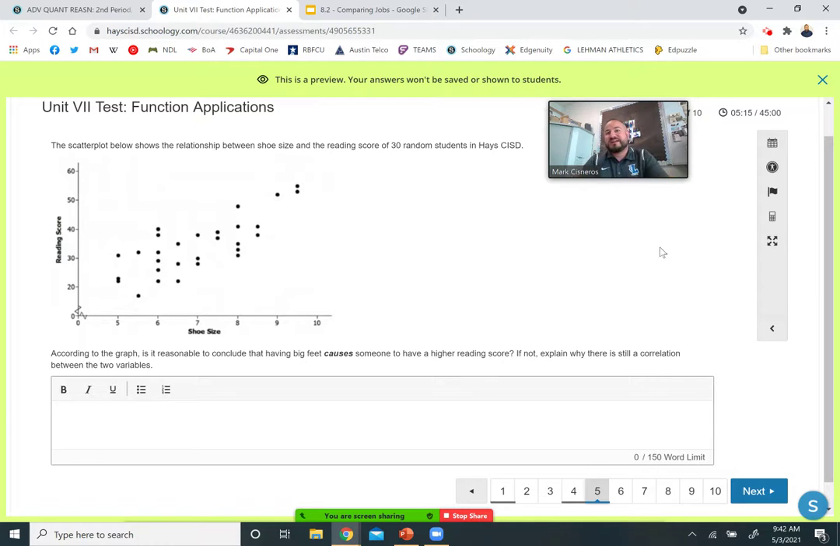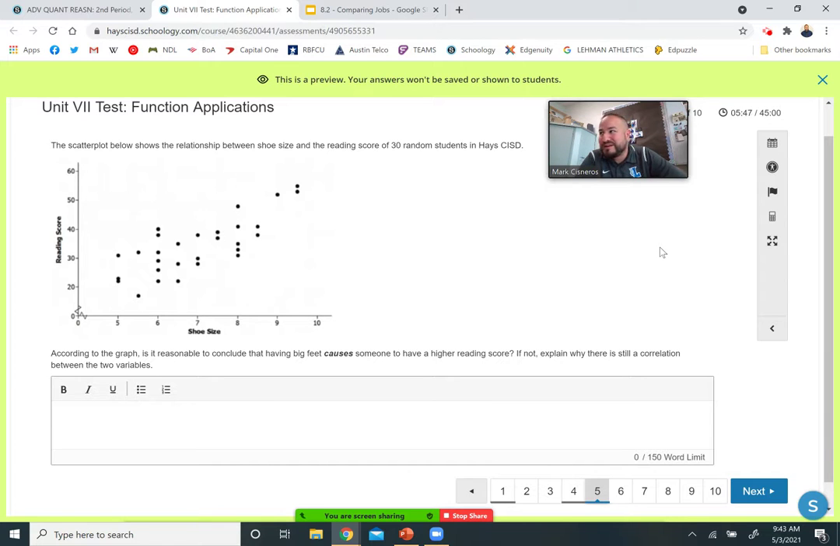This is the question that I was surprised at how many people couldn't make this comparison. So here's a graph. It's a real graph comparing shoe size and your reading score. And it says, is it reasonable to conclude that shoe size causes someone to have a higher reading score? No, not really. Shoe size doesn't cause it, but there's still a correlation. You can see the correlation there. Why do you think there would be a correlation here?